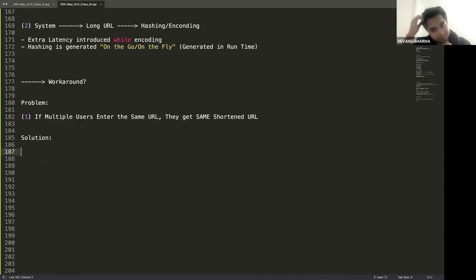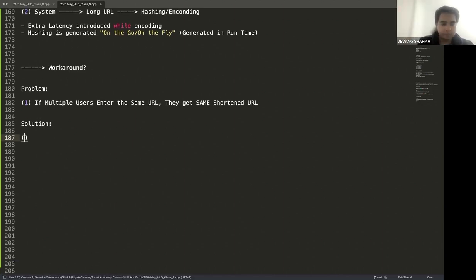Anybody else? Cool. Let's discuss the solutions. Let's take one by one. A and B. There are two ways to work around it. Of course, one would be a good way, one would not be a good way. That's what we're going to talk about.